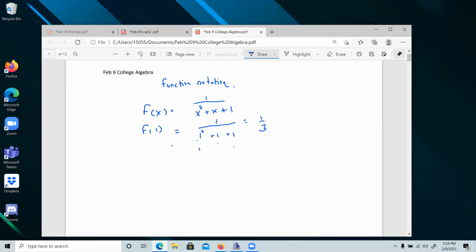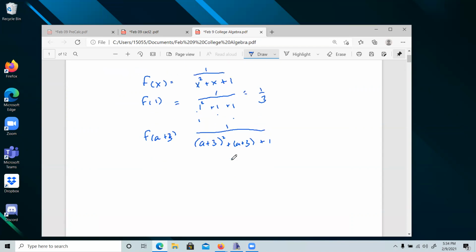Now, what happens if I would like to figure out f of, say, a plus 2? All right, that's where it gets a little bit harder. How about we do a plus 3? So this will be 1 over, right? Everywhere you see an x, you're going to put in an a plus 3. All right, you see how that works? And they're not going to be happy. Like, you can't just leave it like this. They want you to simplify it, so we have to keep going.